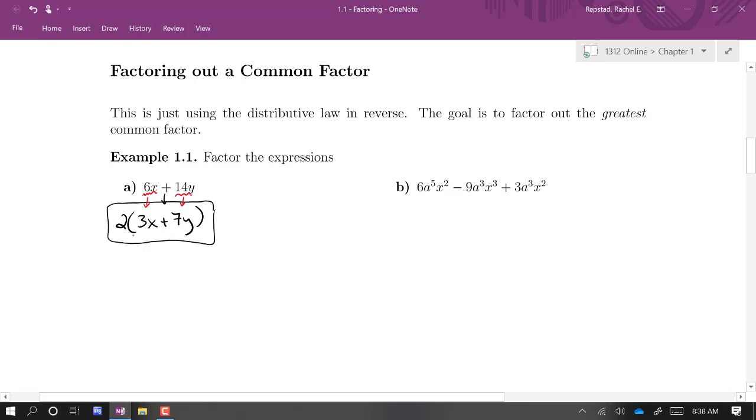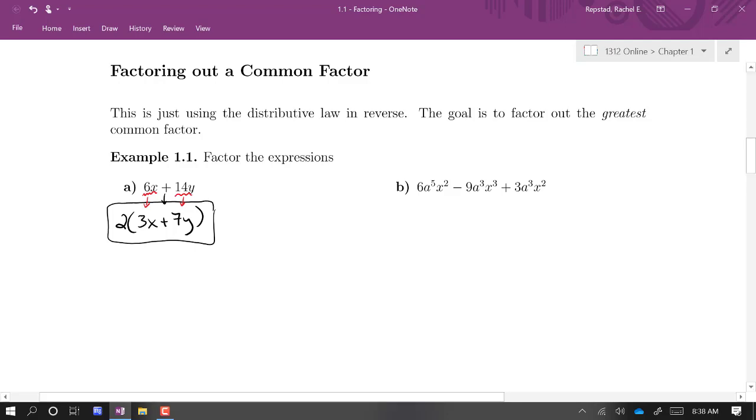When you're done, you want to make sure that you take a look at the expression you've got and make sure that you can't factor it any further. Anytime you're asked to factor something, it always means factor it all the way. This won't break down any further, so that's our final result. Over here in part B, we've got some common factors. Certainly, if we start out with the coefficients, we could take out a 3.